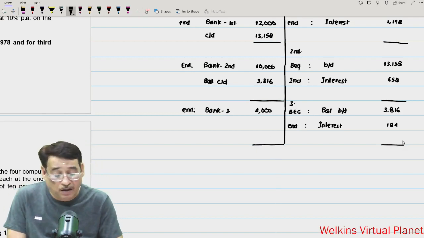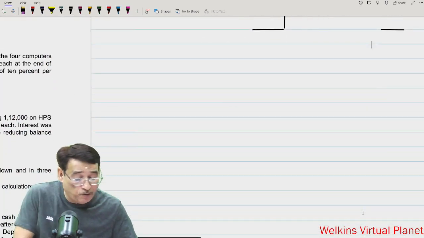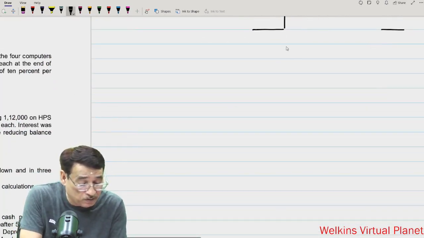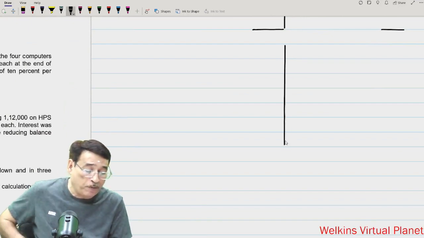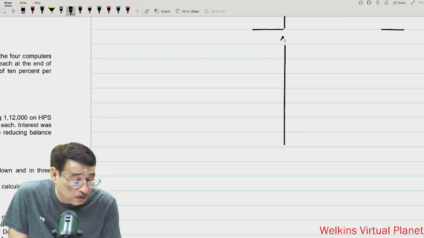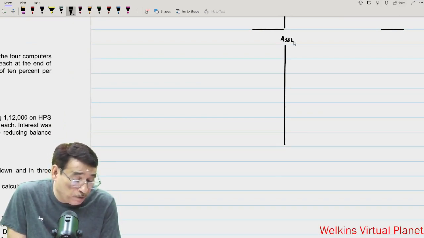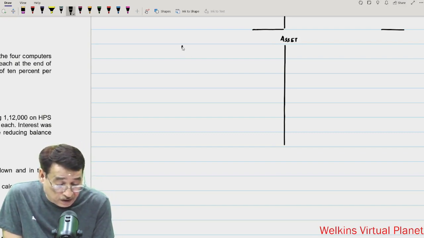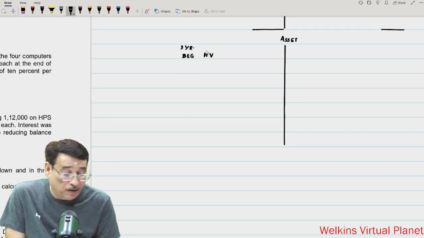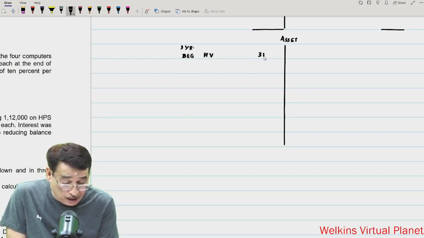Is it clear? Then similarly, we have to prepare an asset account also. But I told you even in the last session that it is a mere formality to prepare this particular account, asset account, in the books of the purchaser. First of all, in the first year, in the beginning, we will write here to hire vendor because we purchased an asset from the hire vendor. And the amount is 31,960.